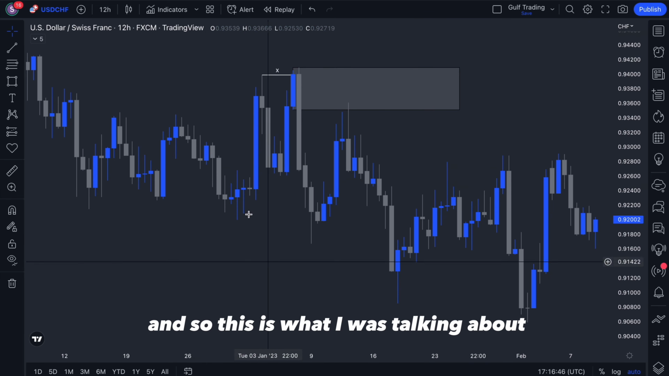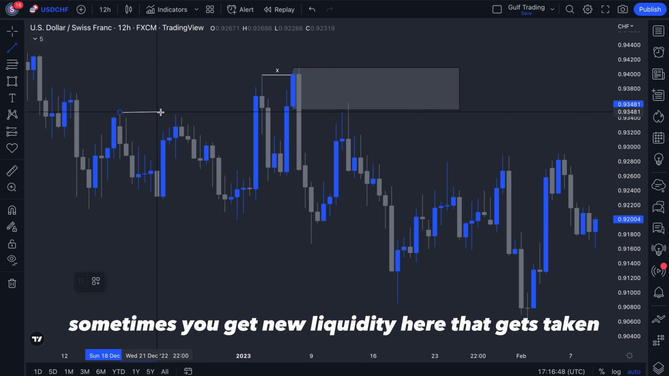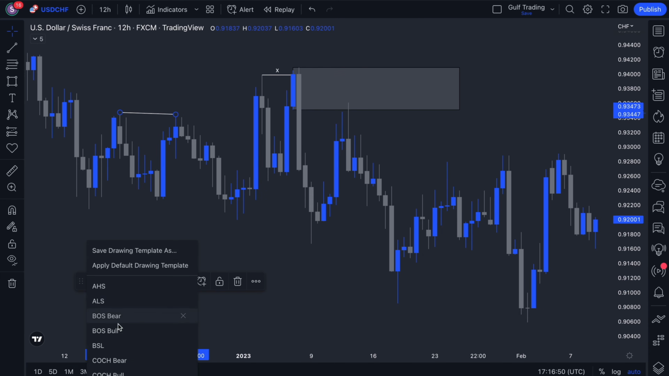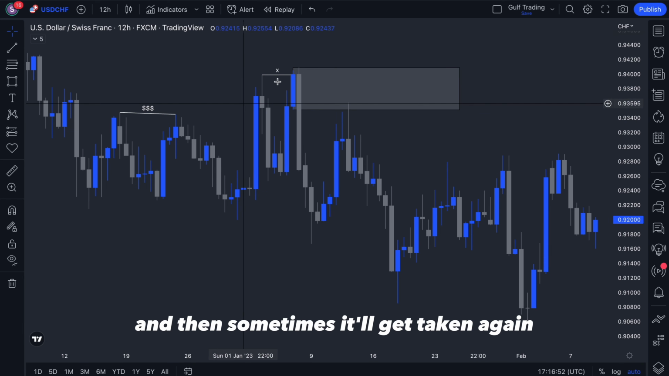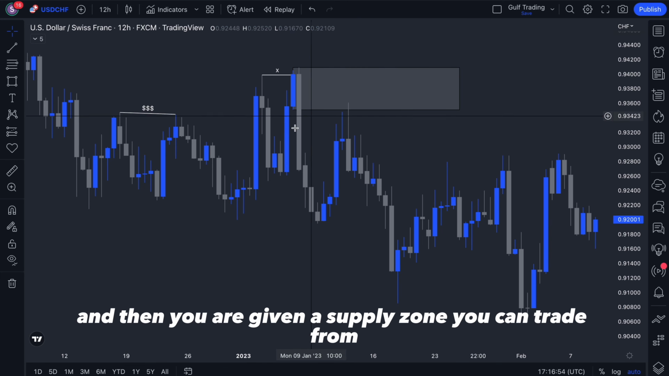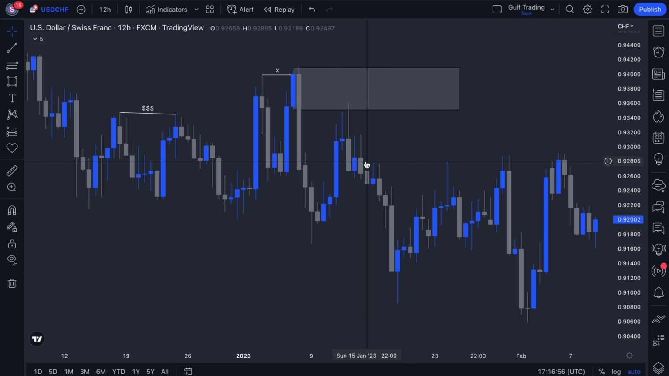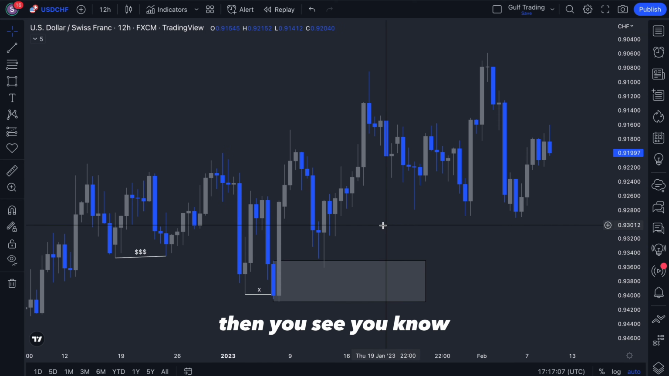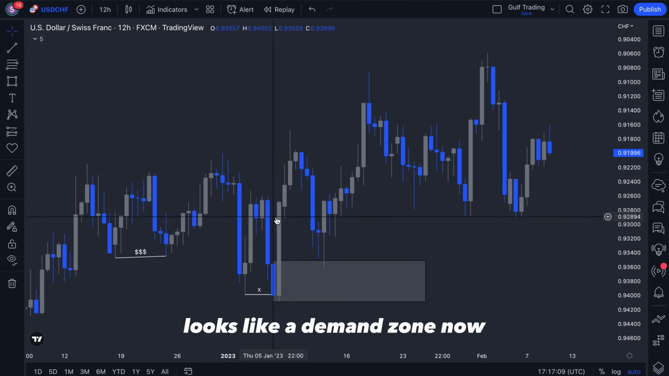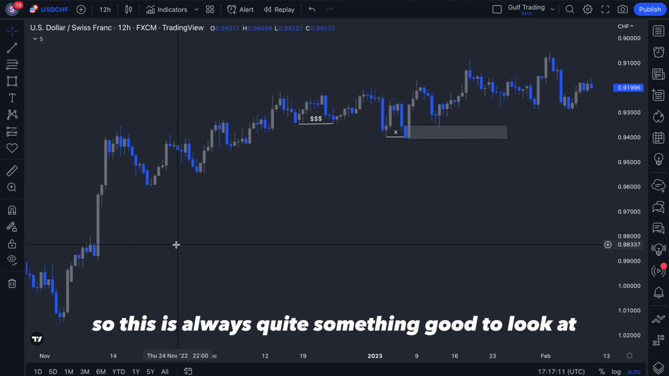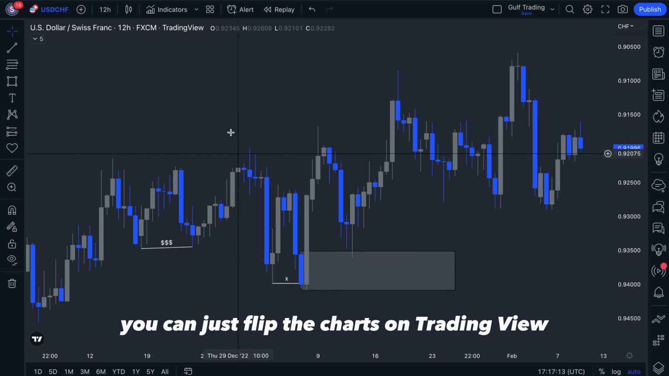This is what I was talking about: sometimes you get your liquidity here that gets taken, and then sometimes it'll get taken again, and then you are given a supply zone that you can trade from, or obviously a demand zone. If we just flip the chart, then you can see, it looks like a demand zone now. So this is always quite something good to look at. You can just flip the charts in TradingView.